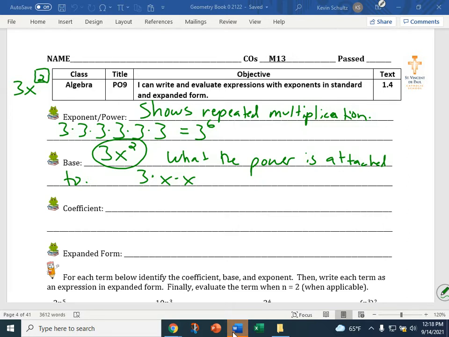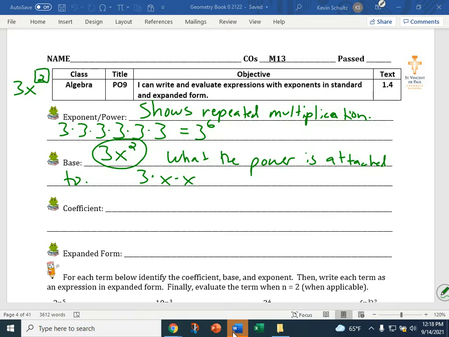You're probably saying, well, why is that? Well, I can tell you. It goes back to PEMDAS. It goes back to the order of operations. This says 3 times x squared, exponents coming before multiplication. That exponent is only attached to the variable. There's only one 3. Okay? And x times x.